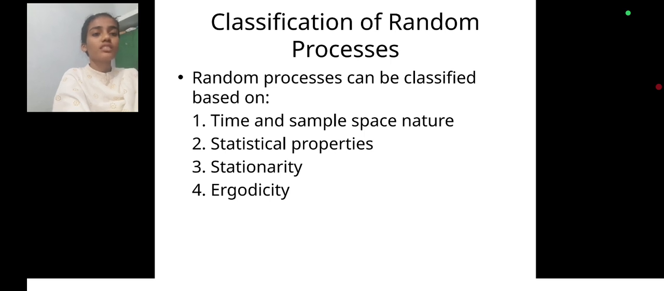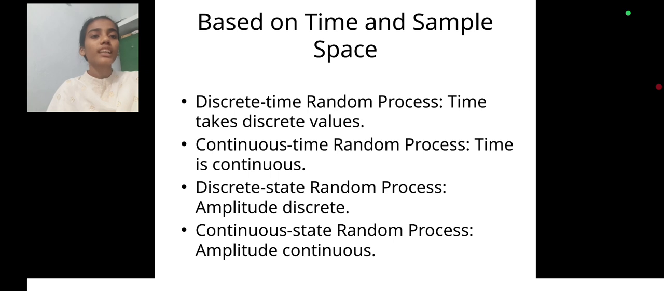Classification of the random process. It can be classified based on time and sample space nature, statistical properties, stationarity and ergodicity. Based on time and sample space: discrete time random process, where time takes discrete values; continuous time random process, where time is continuous; discrete state random process, where amplitude is discrete; and finally, continuous state random process, where amplitude is continuous.